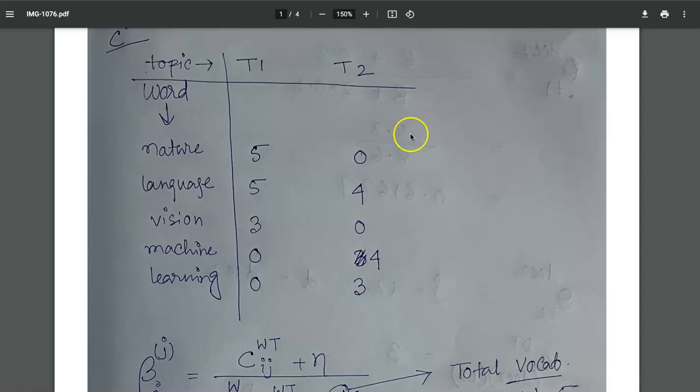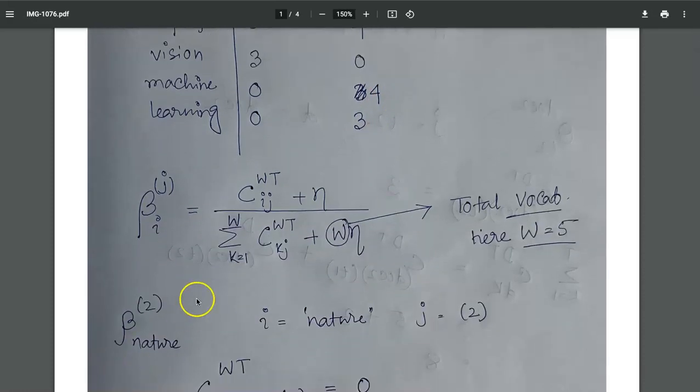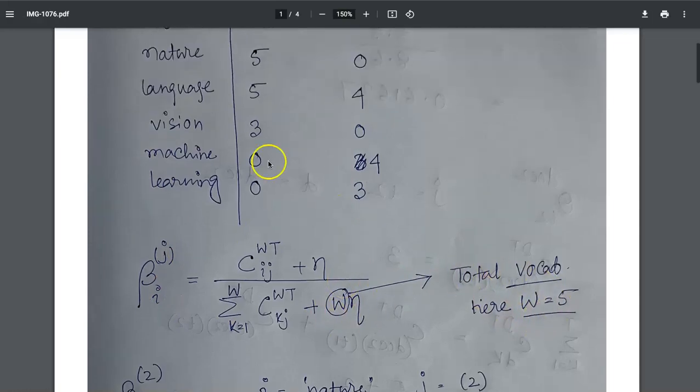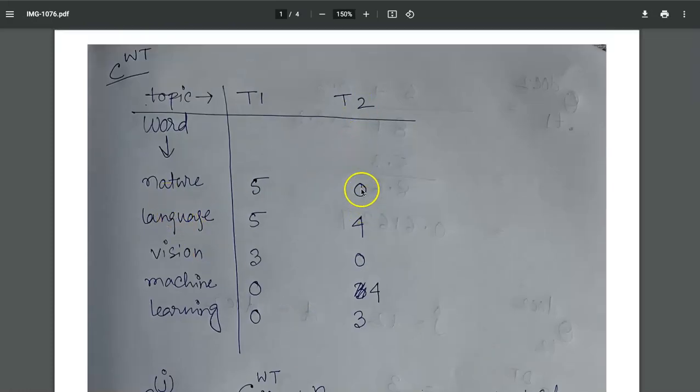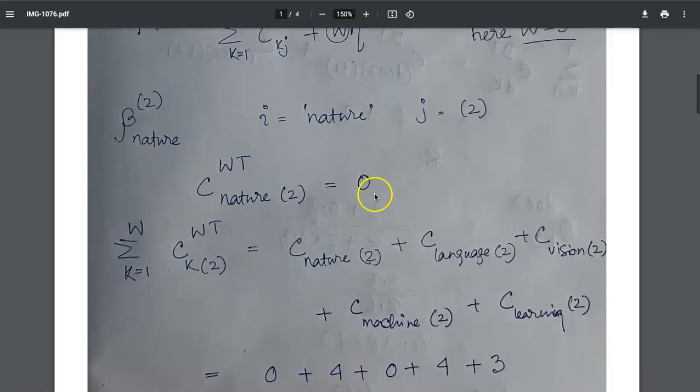Now, the formula is already given. Here W is the total size of the vocabulary, so W is 5 as there are 5 distinct words. The thing is that you need to calculate the probability, given the word nature, that it belongs to topic class 2. So here i is nature, j is 2 according to the formula. Now we need to calculate the numerator, C_WT of nature, 2. In the word-topic matrix, you need to see the count of nature and 2. Nature and 2 is 0.